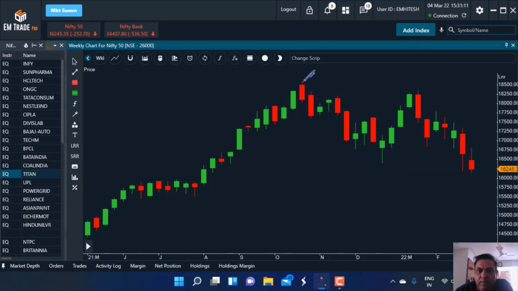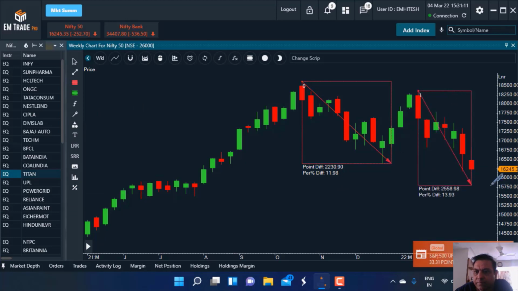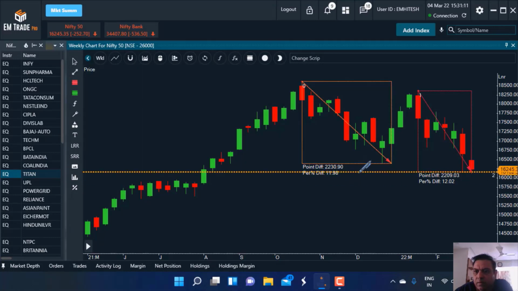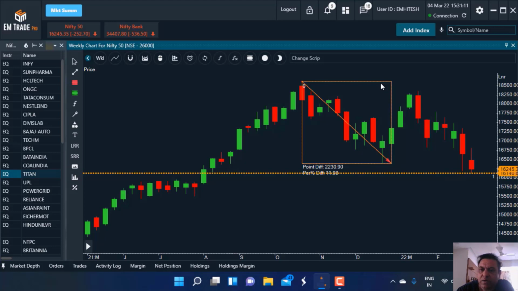From this high, here we are looking for a symmetry in terms of correction. From this high to this low was 12%. Have we corrected 12%? Let us take it from this high. I'll drop a line over there so it will be very clear. Yeah, we have also corrected 12%. So this leg is equal to this leg.